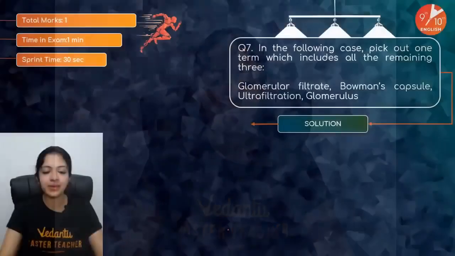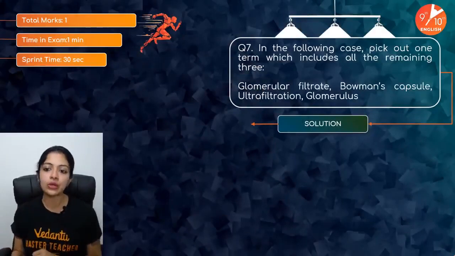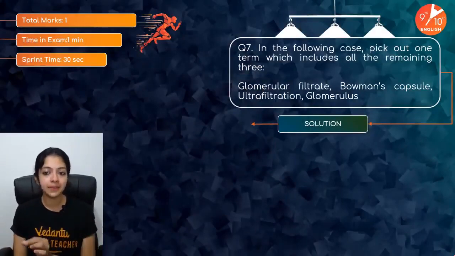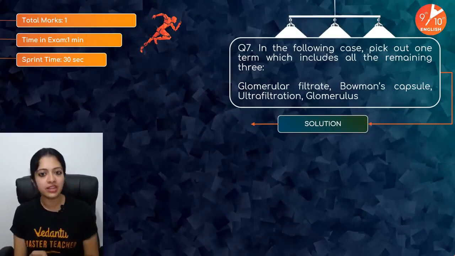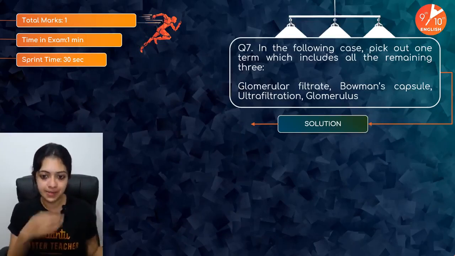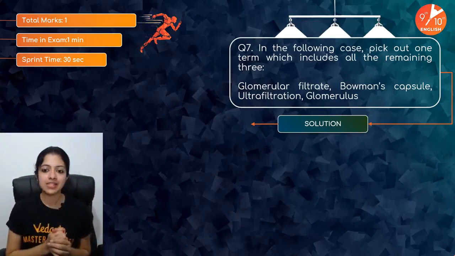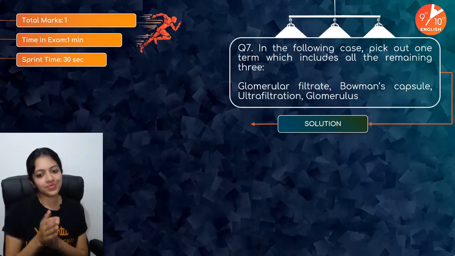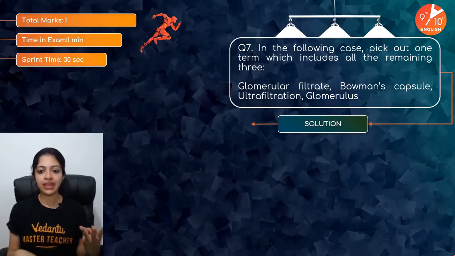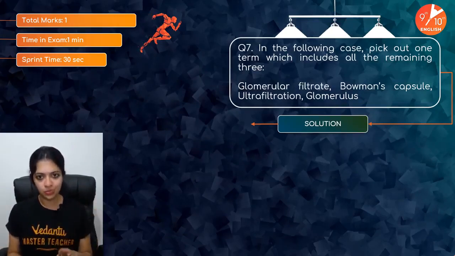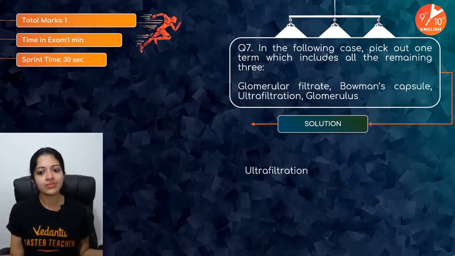Yes, and here we are. In the following case, pick out one term which includes all the remaining three. Wow, how interesting. Glomerular filtrate, Bowman's capsule, ultrafiltration, glomerulus. Pick out a term which includes all the remaining three. What do you think it is? Your time ends in 3, 2, 1, and go.